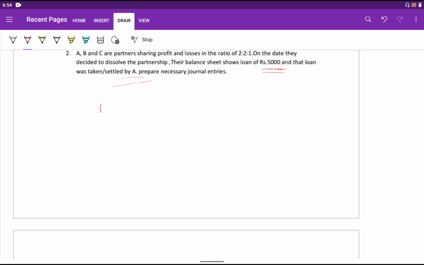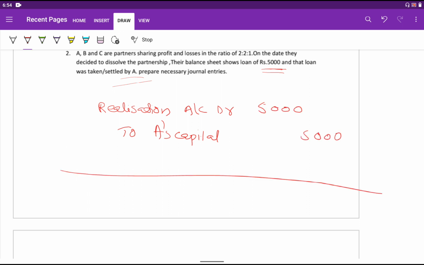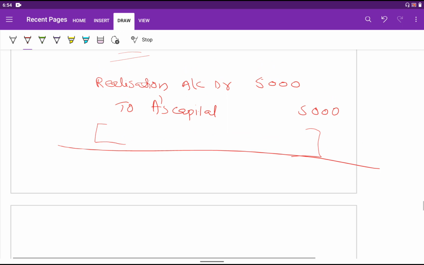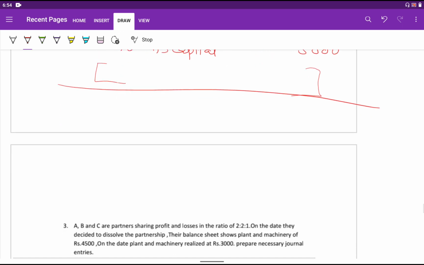So what can we do? What is the journal entry? Realization account debtor to A's capital. How much? 5000. Only this is the journal entry, nothing else is there. Loan was taken by A. You can write a narration, loan was taken by A. But any journal entry if you are writing, it should be in a box. That means particular column should be there, ledger folio column should be there, and debit and credit column should be there.